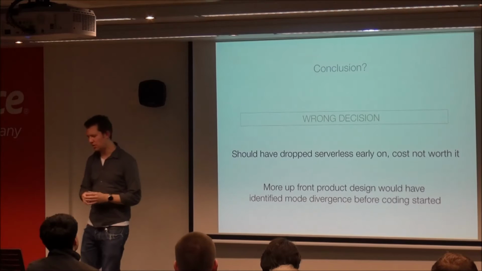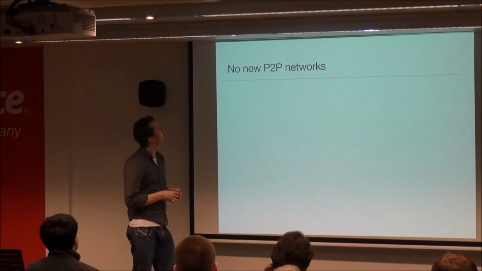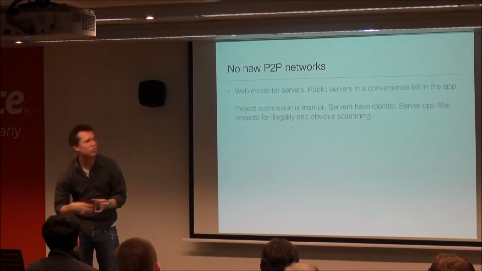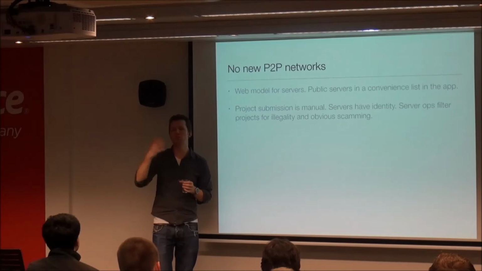Lighthouse uses the Bitcoin peer-to-peer network for receiving and sending money, but it is not itself a peer-to-peer network. So I'm talking about server-assisted mode, right? It uses a web model for servers. So there are public project servers. These servers coordinate the collection of pledges. Sorry, I didn't explain what these servers do.